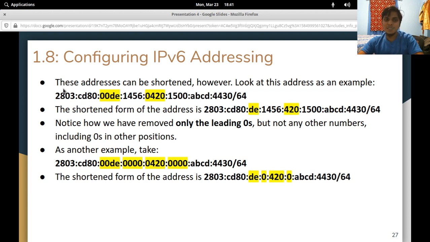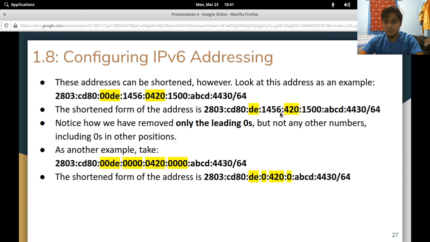Now the good thing is that these addresses can be shortened. Look at this address as an example. So we have 2803 CD80 00 DE 1456 0420 1500 ABCD 4430. So this is the full address. The shortened form of this address is 2803 CD80 DE.